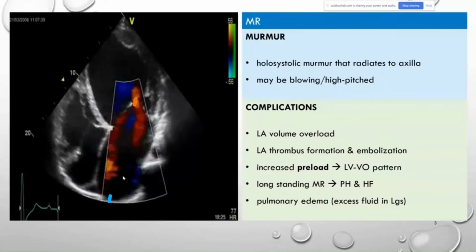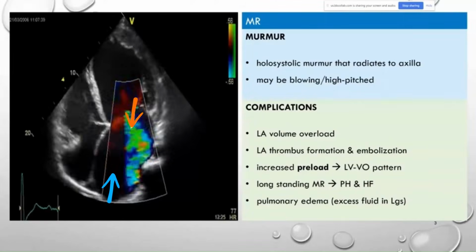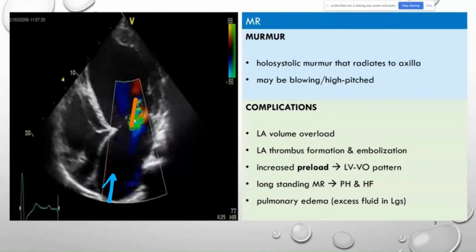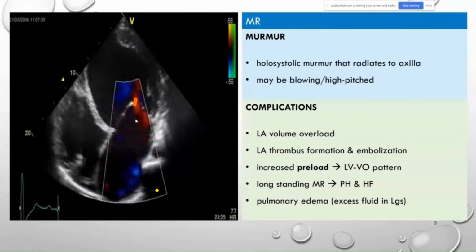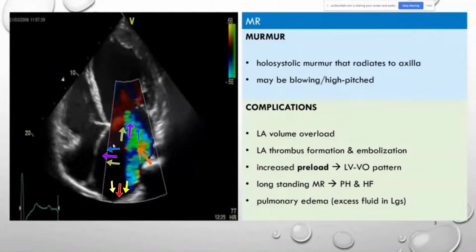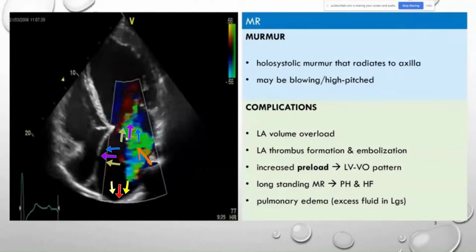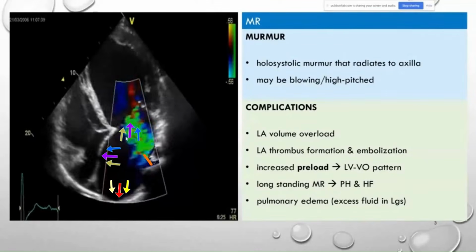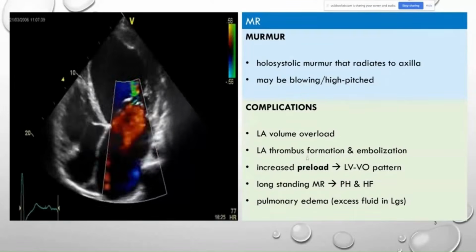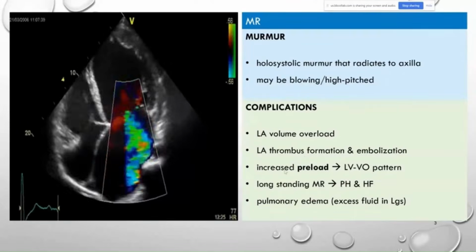Because notice, blood is coming in, but blood is also coming in this way. So blood is entering from your pulmonary veins and also entering back from the valve, even though the valve is supposed to be closed. So that's going to increase the pressure and the volume in the left atrium. So I want to remind you guys again of what preload is. It's going to increase preload.